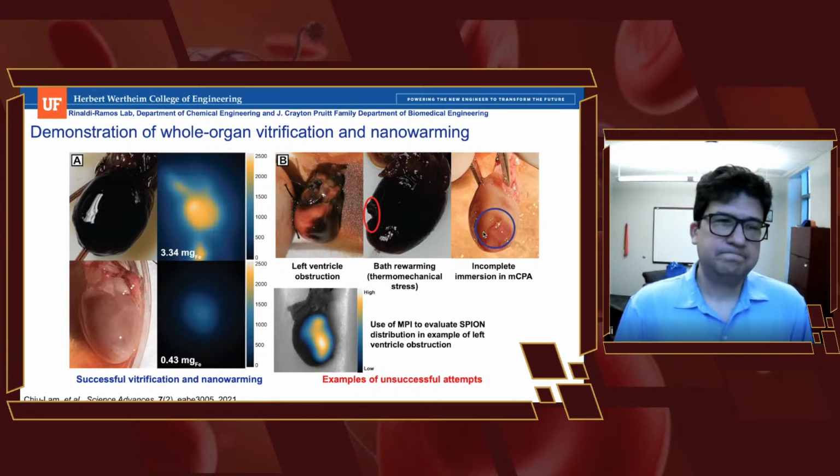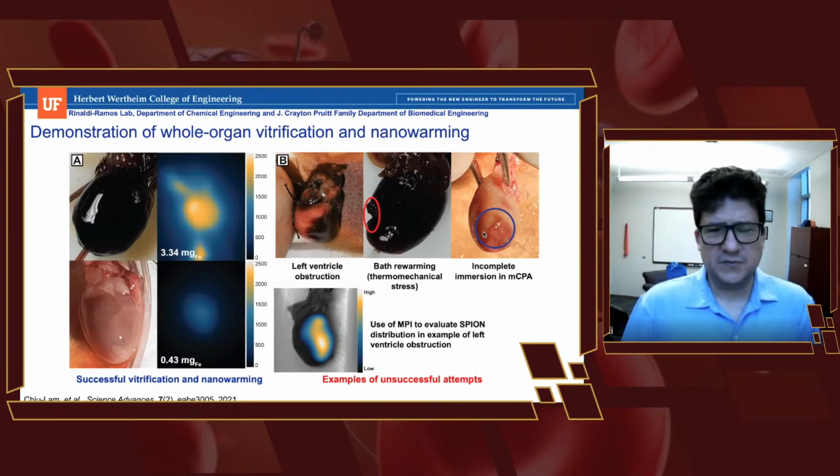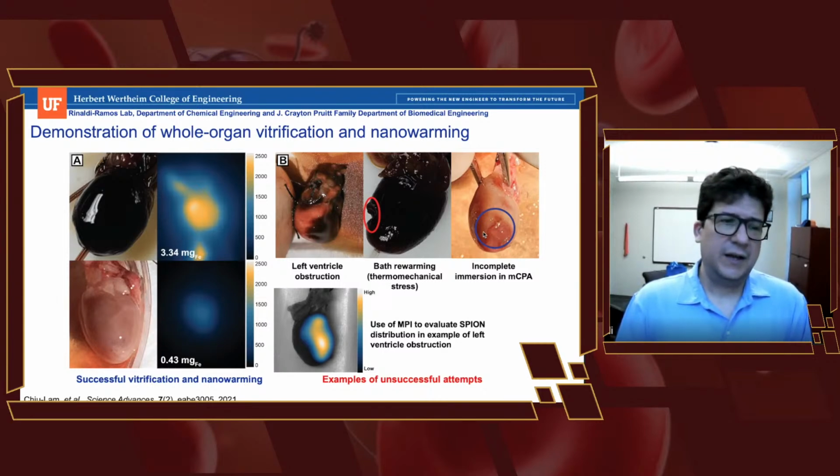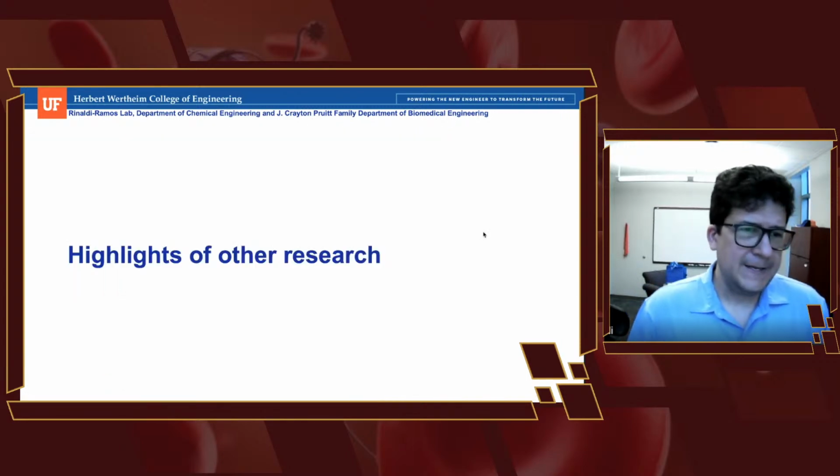And so that caused damage. So despite these limitations, in some of the experiments, we're really excited because I think this is the first demonstration of successful perfusion, vitrification, storage, and rewarming, and then being able to remove all the particles. And we're hopeful that in the future we'll be able to demonstrate that these hearts are viable for transplantation.